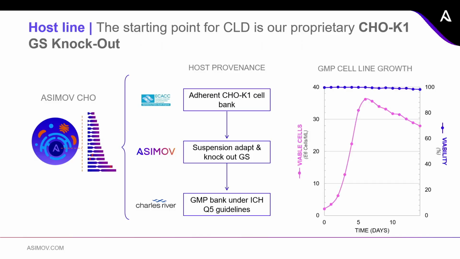Here on the right, you can see an example clone that we were able to get out of one of our platform projects, where we have high viable cell densities, greater than 35 million cells, while maintaining high viability across the 14-day run, higher than 95% at harvest, as well as higher than 95% throughout the whole run.